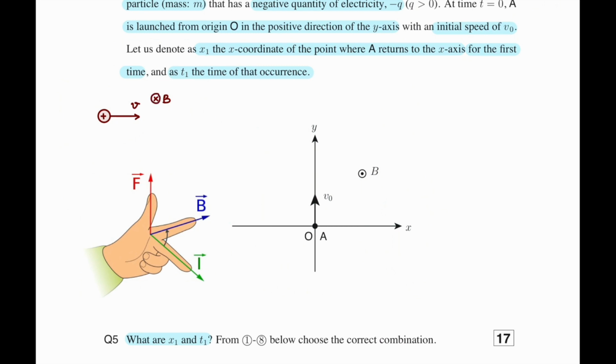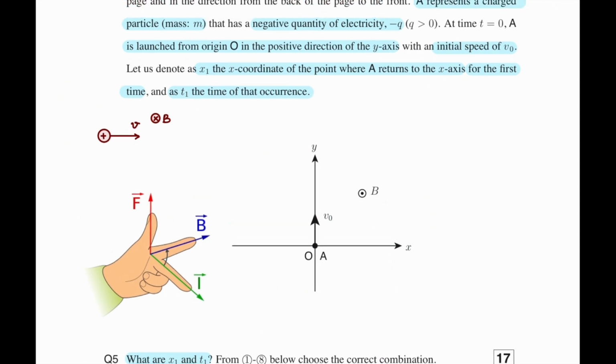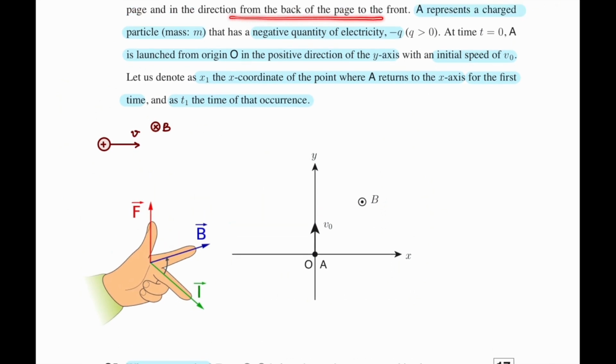B is into the page. The symbol for into the page is cross, while the symbol for the direction out of the page, from the back of the page to the front, is dot. This is what I call out of the page, and this is what I call into the page. If you use Fleming's left hand rule to determine the direction of force for my diagram, you can check that the direction of force is going upward.